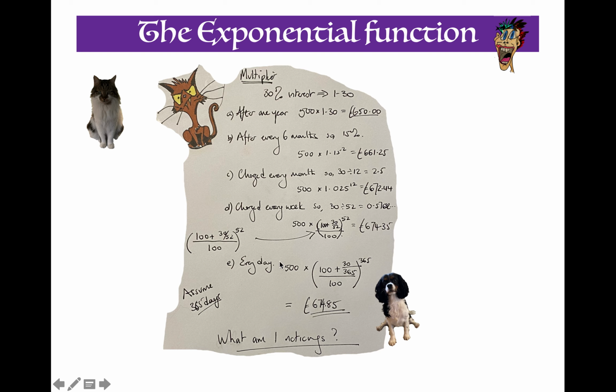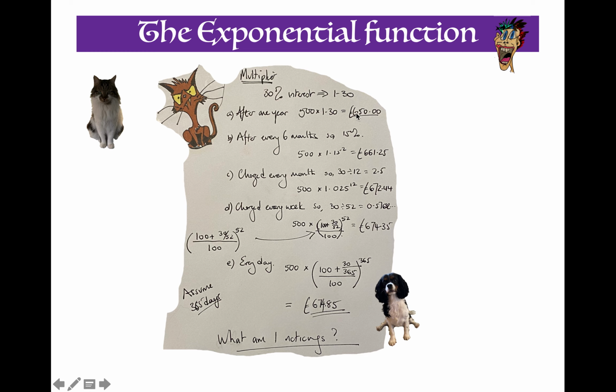What about if it's every day? Well, we do 30% per annum, divide that, so now what is it per day? And this is a formula we can use here. It's a very small fraction, but it's to the power of 365, and that comes to £674.85. This is assuming 365 days. Obviously, if it's 366, will it make much difference to that value?